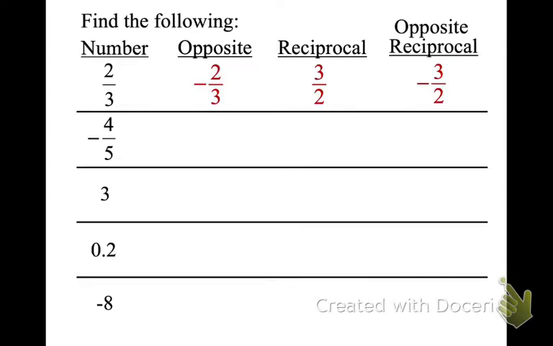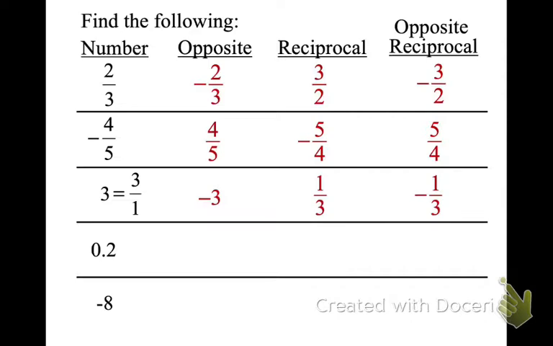Now let's check. The opposite of 4/5, negative 4/5 is positive 4/5. The reciprocal is 5/4, negative 5/4. And so the opposite reciprocal would be positive 5/4. The opposite of 3, why don't you try that one? Now let's check. The opposite of 3 is negative 3. The reciprocal of 3 would be 1/3. So the opposite reciprocal would be negative 1/3.